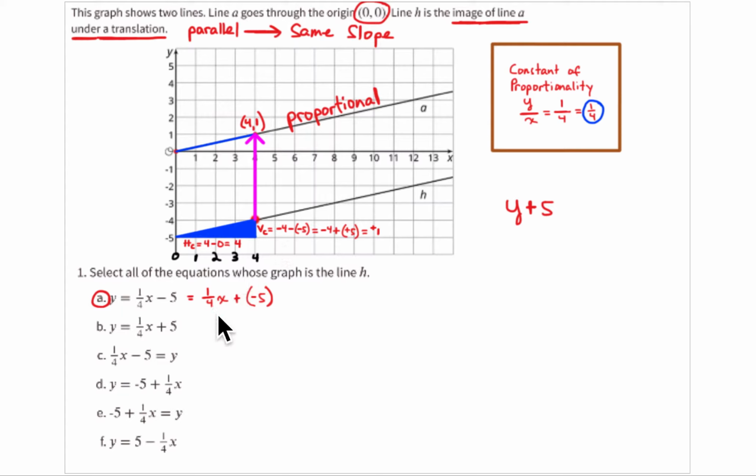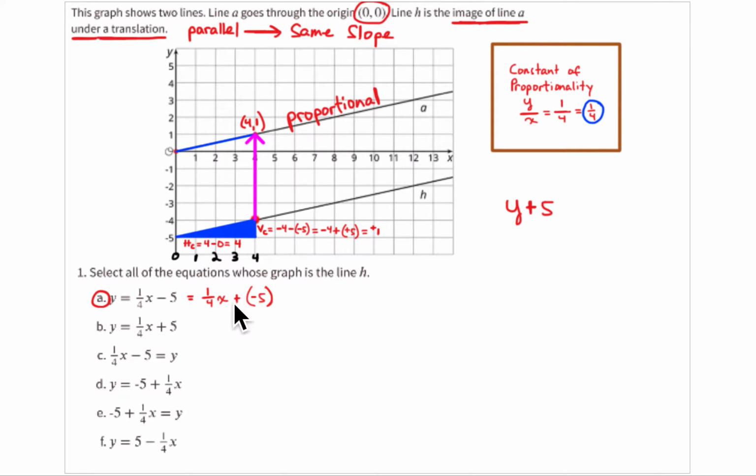So that's 1/4 times the units in the horizontal direction. So y is equal to 1/4 the units in the horizontal direction, plus you have to include where this crosses the y-axis. That's called the y-intercept, or the vertical intercept. In this case, it's -5.